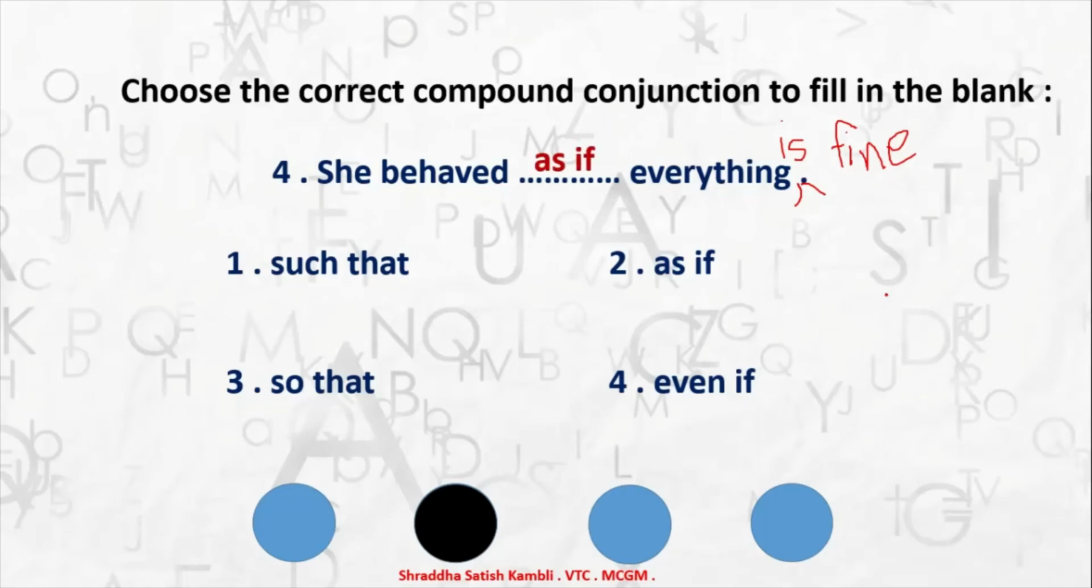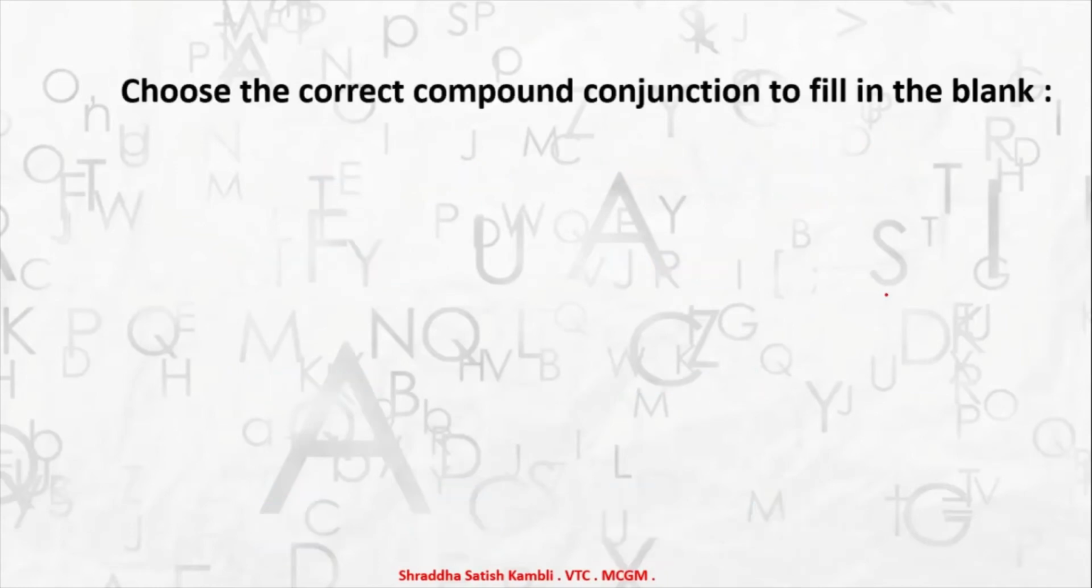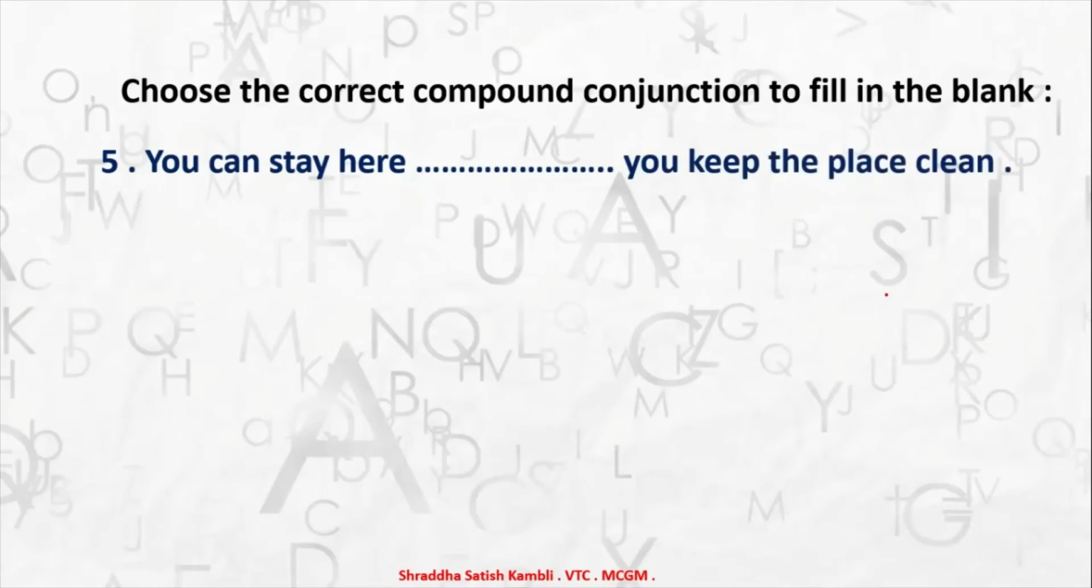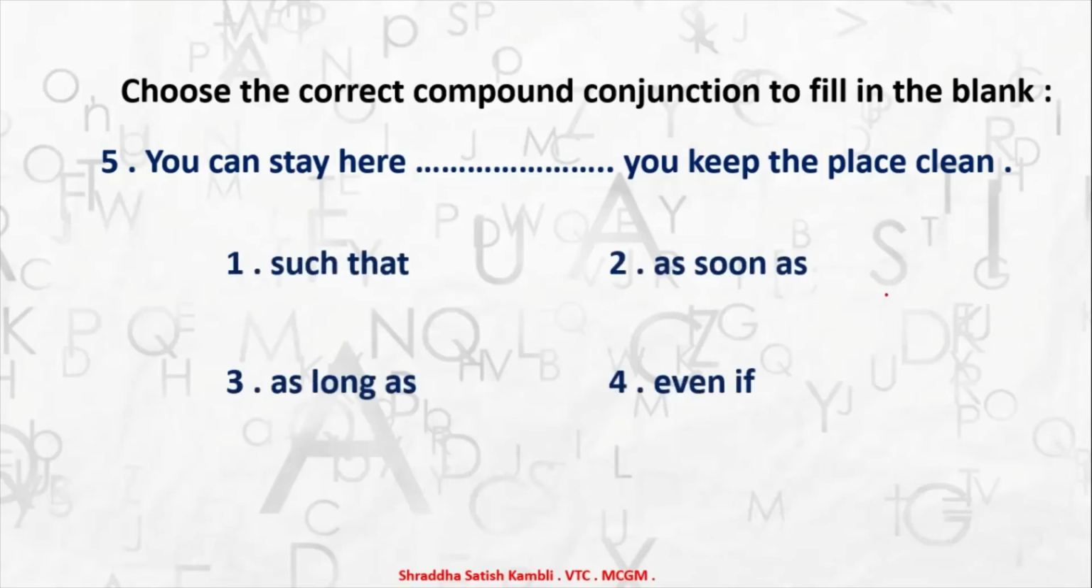Okay, we come now to the last question in pattern 1, and that is the 5th example. You can stay here, dash, you keep the place clean. You can stay here such that you keep the place clean. You can stay here as soon as you keep the place clean. You can stay here as long as you keep the place clean. You can stay here even if you keep the place clean.